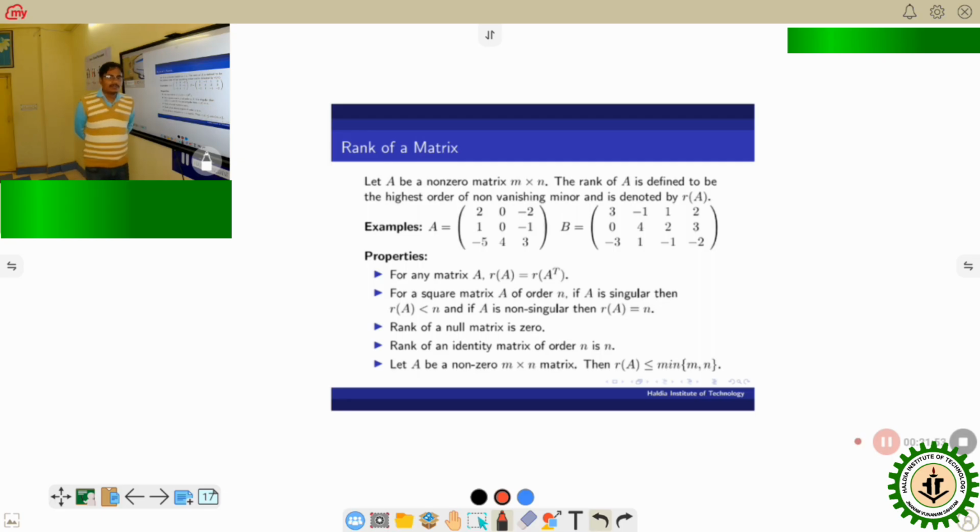Now we are going to discuss the new concept in this course, in this topic, that is rank of a matrix. Now first, what is rank of a matrix? Rank of any matrix is defined as the highest order of non-vanishing minor. Highest order, there are three terms.